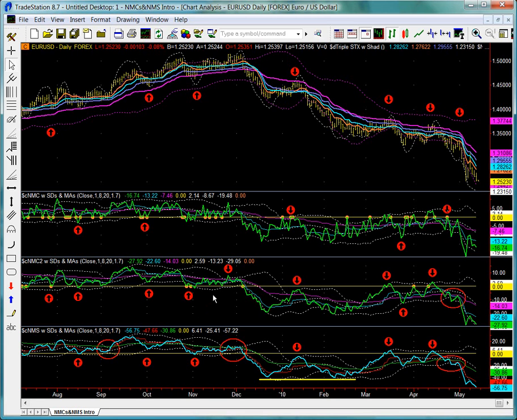Again, it's important to note that both upper and lower standard deviation bands are continuously displayed on several of the indicators in this new ocean library, including the NMC, NMC2, and NMS studies shown here, upper band and lower band. This then allows us to identify new trade setup locations based on sound statistical information that we couldn't previously recognize.